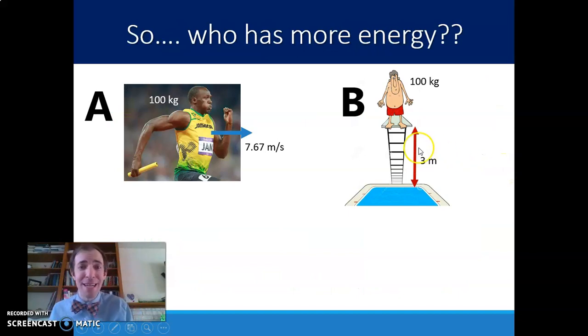So we can return back to this problem. I would like you to calculate now the kinetic energy for Usain Bolt and the potential energy for this dude on top of a diving board.